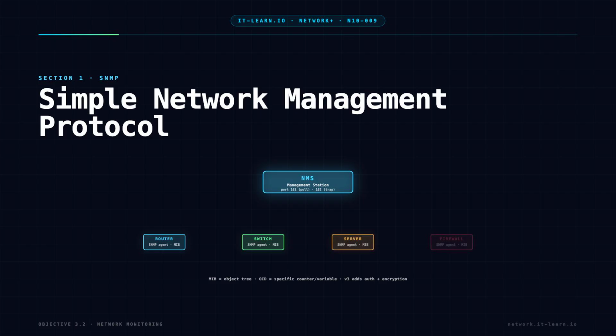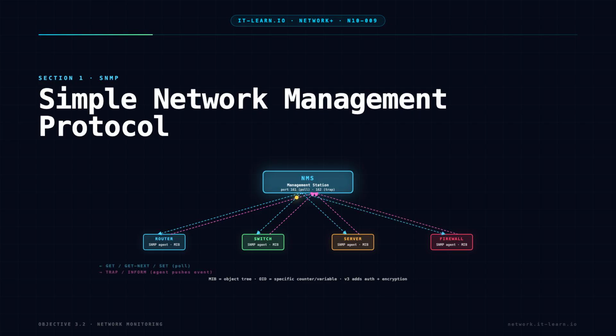SNMP uses several key components. The management station, or NMS, is the system that queries devices and collects data. Agents are software running on managed devices that respond to queries and send alerts. The Management Information Base, or MIB, defines the data objects that can be queried on a device. OIDs, or object identifiers, are unique numerical identifiers for each data object in the MIB.